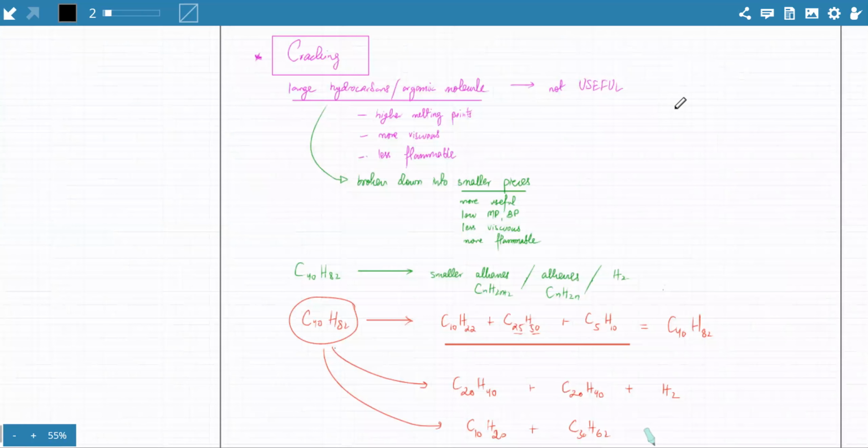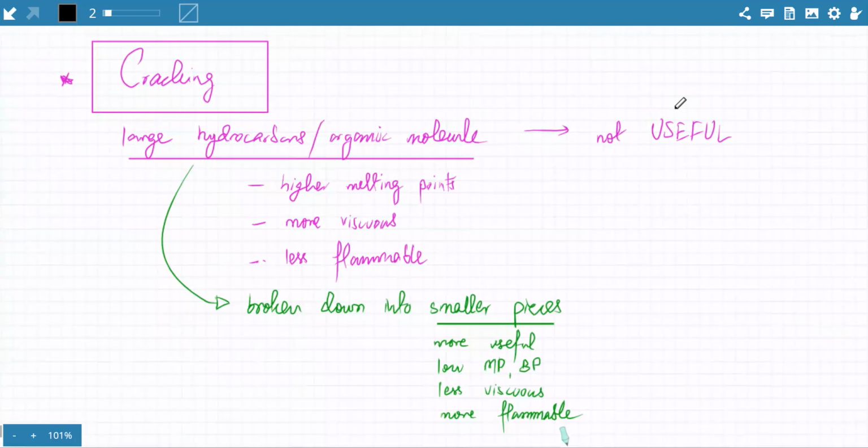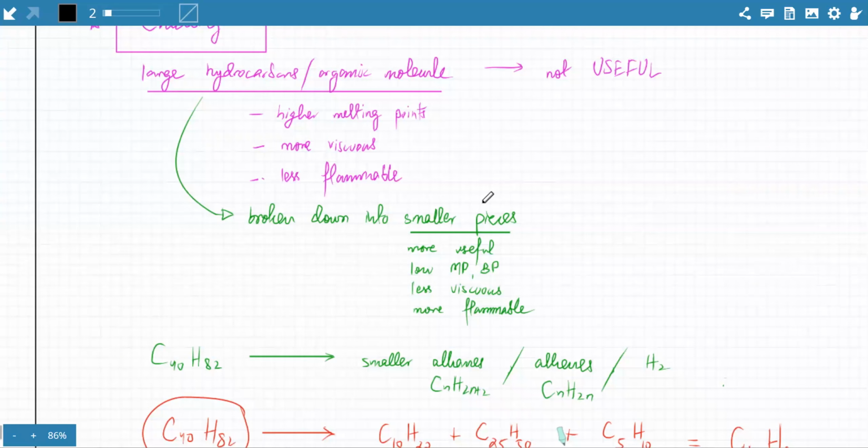ठीक है. और ये याद रखना cracking का कि when you crack molecules, large hydrocarbons are not useful and they're broken down into smaller pieces which are more useful. ठीक है, which is why cracking is a very important process. अगर वो उसका याद है वो fractional distillation of crude oil के अंदर bitumen बनता था. Now bitumen is this tar that you get. It's good for making roads, but if you're getting a lot of tar, you have to break it down into smaller pieces and convert it into more useful fuels.